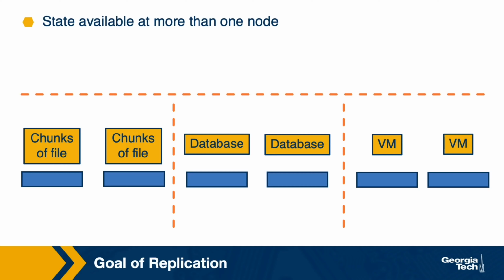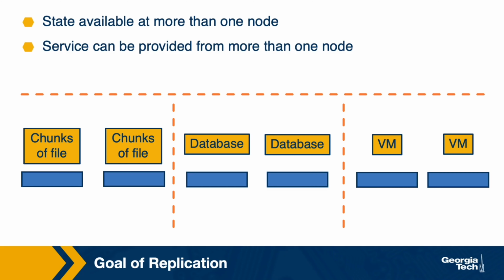With replication, the system maintains the same state at more than one location. The state can be entire files or chunks of files, as with distributed file systems. It can be entire tables, as with distributed databases, or it can be application-level state or operating system-level execution state that's associated with entire virtual machines, for instance. Having the same state available at more than one location means that different nodes can provide the same service. The same service can be served from multiple locations.